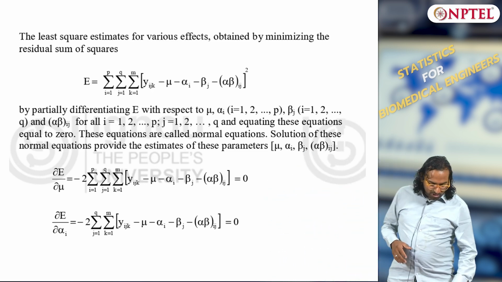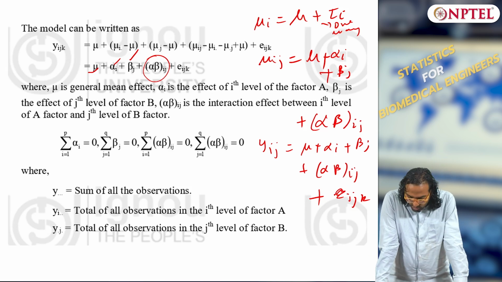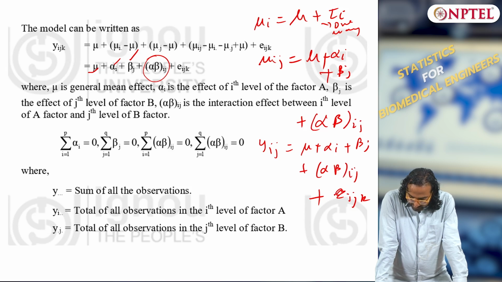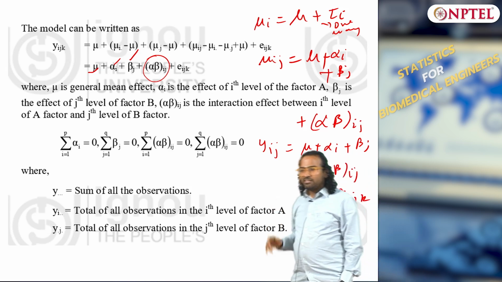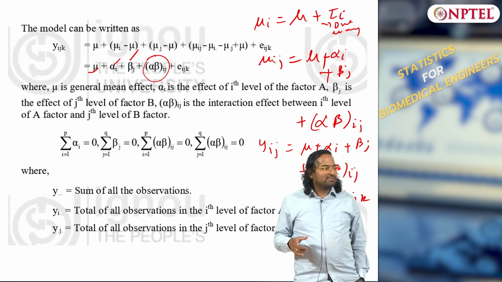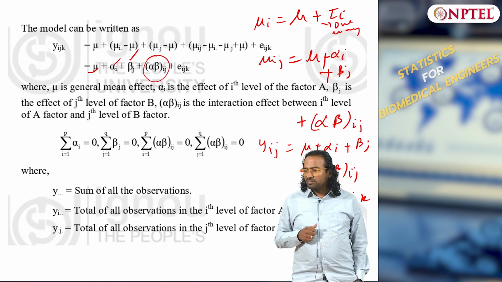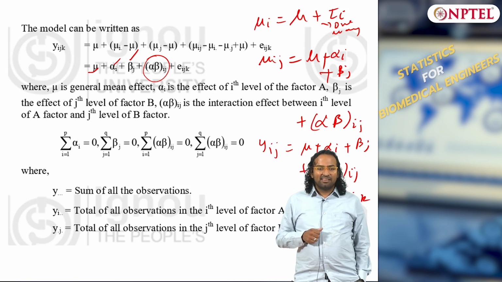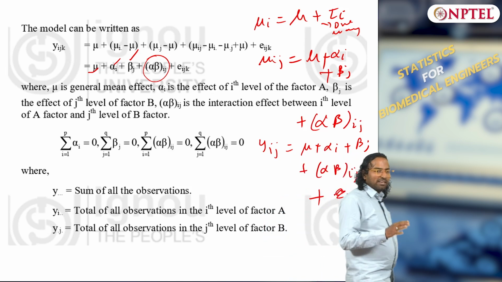You can think about how many equations there will be if you want to take a regression approach, meaning the rule based approach. Suppose there are I levels for A and J levels for B. The total number of equations is I plus J plus, what about interactions? Now you have interactions also. I plus J plus IJ plus 1, that will be the total number of equations if you go by the rule.